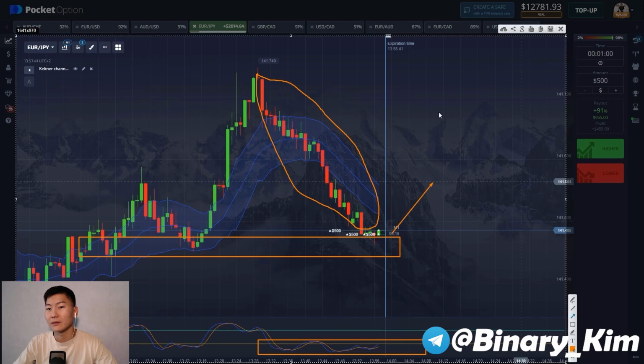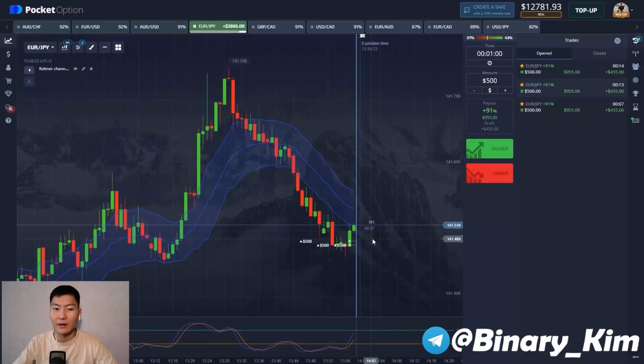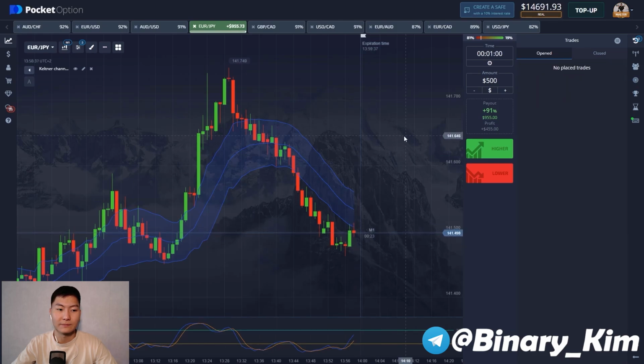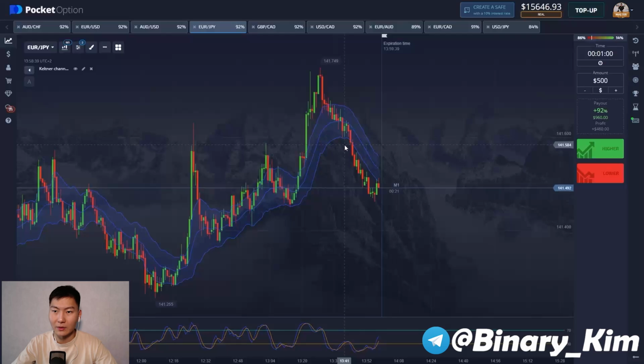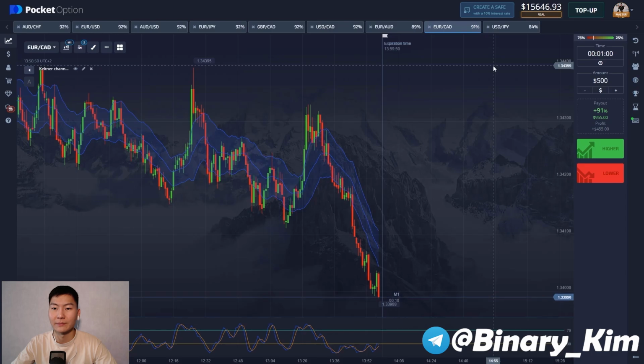By the way, look at this massive pump, guys. The stochastic almost reached the overbought zone. And the position entry was calculated perfectly. And all the positions have been closed in profits. Good job. I draw this movement. And we got really good profit on the balance. And let's open a few more positions and find the next currency pair.